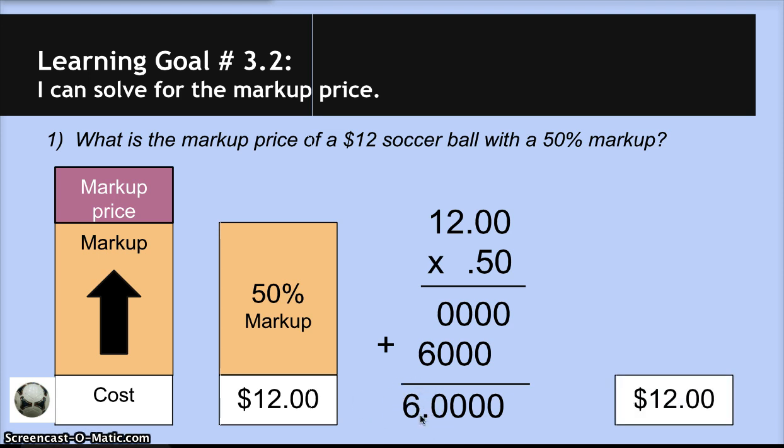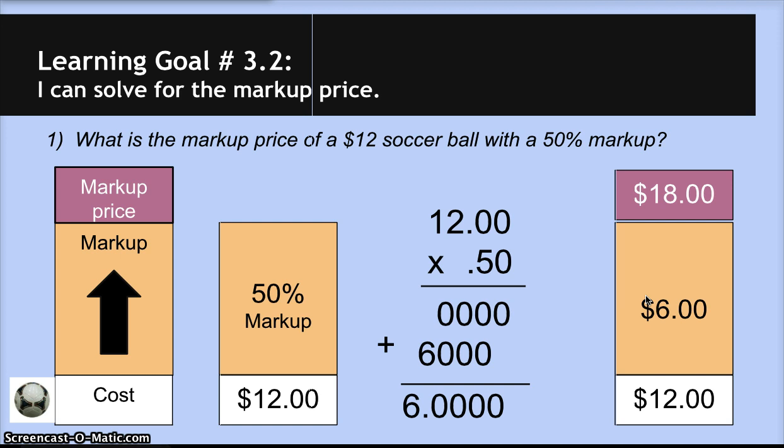Well, we bought our soccer ball for $12. We mark up the price $6, and then we sell it for $18. So we added $12 plus our markup, which is 6, and that would give us our markup price.